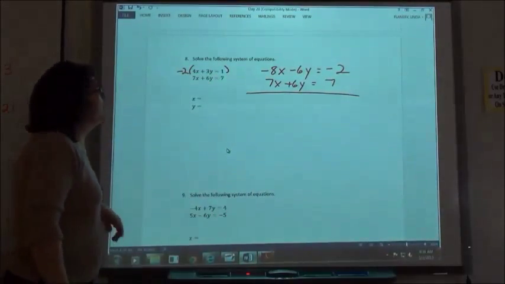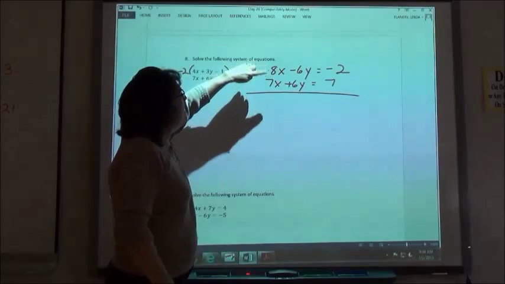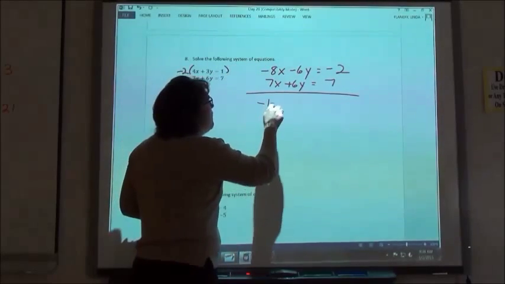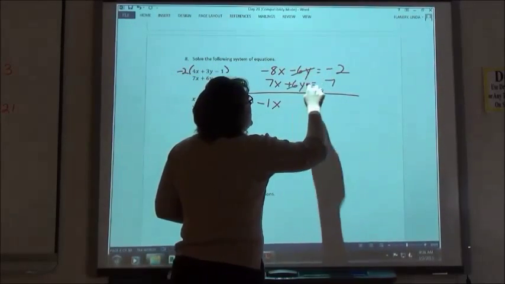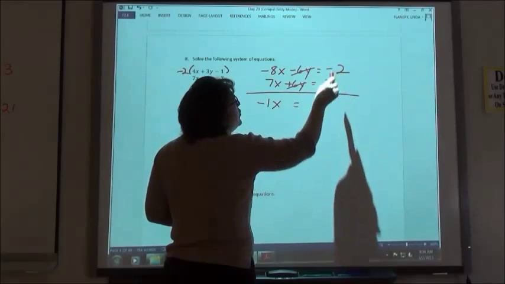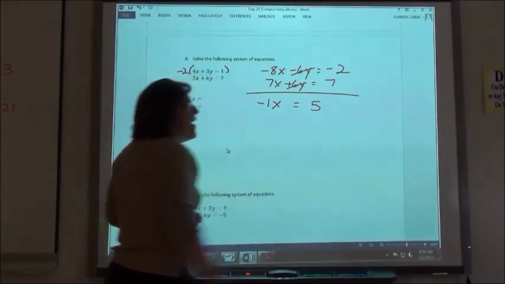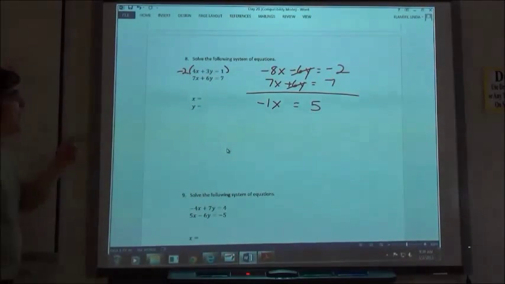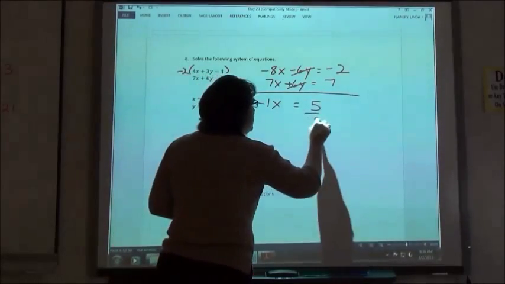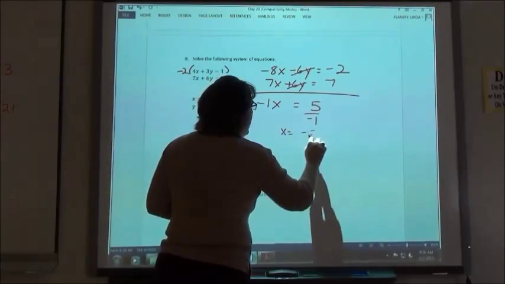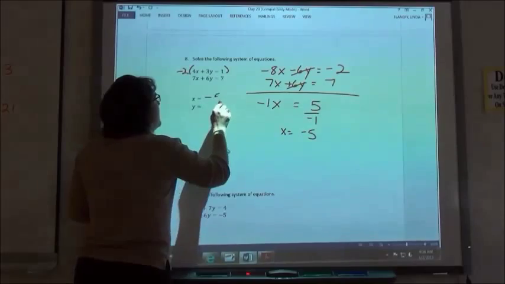So when we added those together, negative 8 plus 7 would have been negative 1x. Our y's would have canceled. Negative 2 plus 7 would have been 5 there. Dividing by negative 1, x is going to equal negative 5.